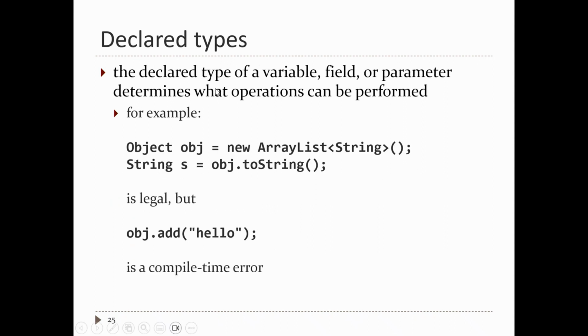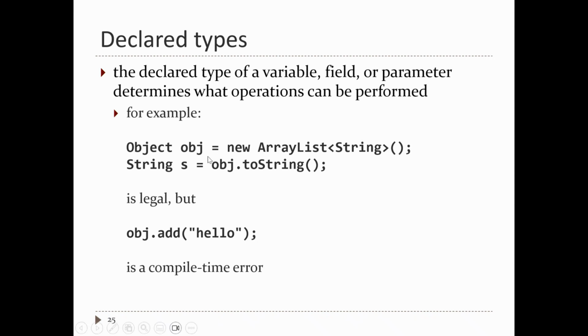So the declared type in Java turns out to be important because it determines what methods you can use with that variable. So here I've got obj, its declared type is big O Object. Now I can store any reference in this variable, because Object is the ancestor class of everything in Java. So I can, for example, store an array list reference in obj.